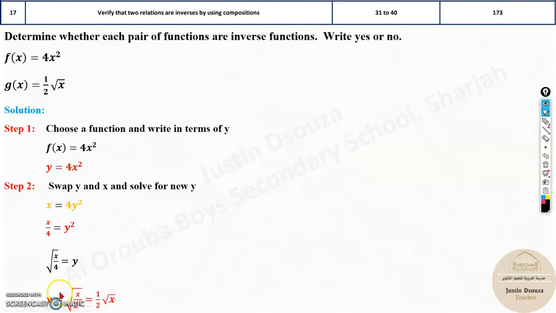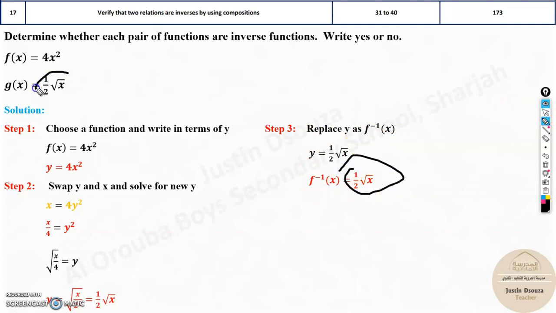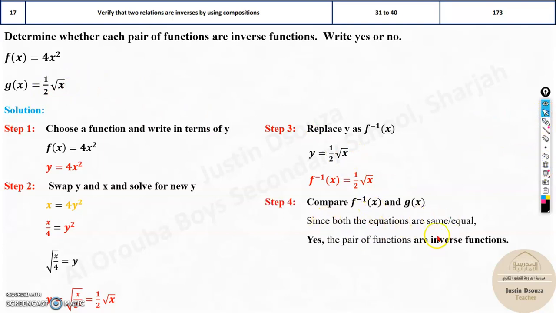That's it, very straightforward, but it's still not over because what does this y mean? This is the inverse function. It's not y, replace it by f inverse, and that's the answer. Now verify this and this. Is it the same? Yes, if it is the same, the answer is yes. They are same or equal. That means they are inverse functions. Yes is your answer over here.